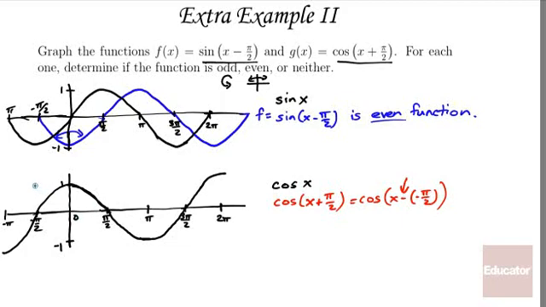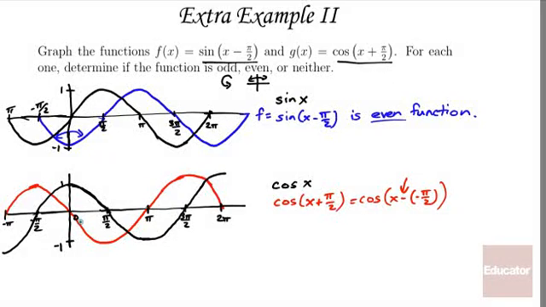So that means it'll start here, go down to 0, down to negative 1, back to 0, up to 1, and back to 0. So that curve in red is cosine of x plus pi over 2.